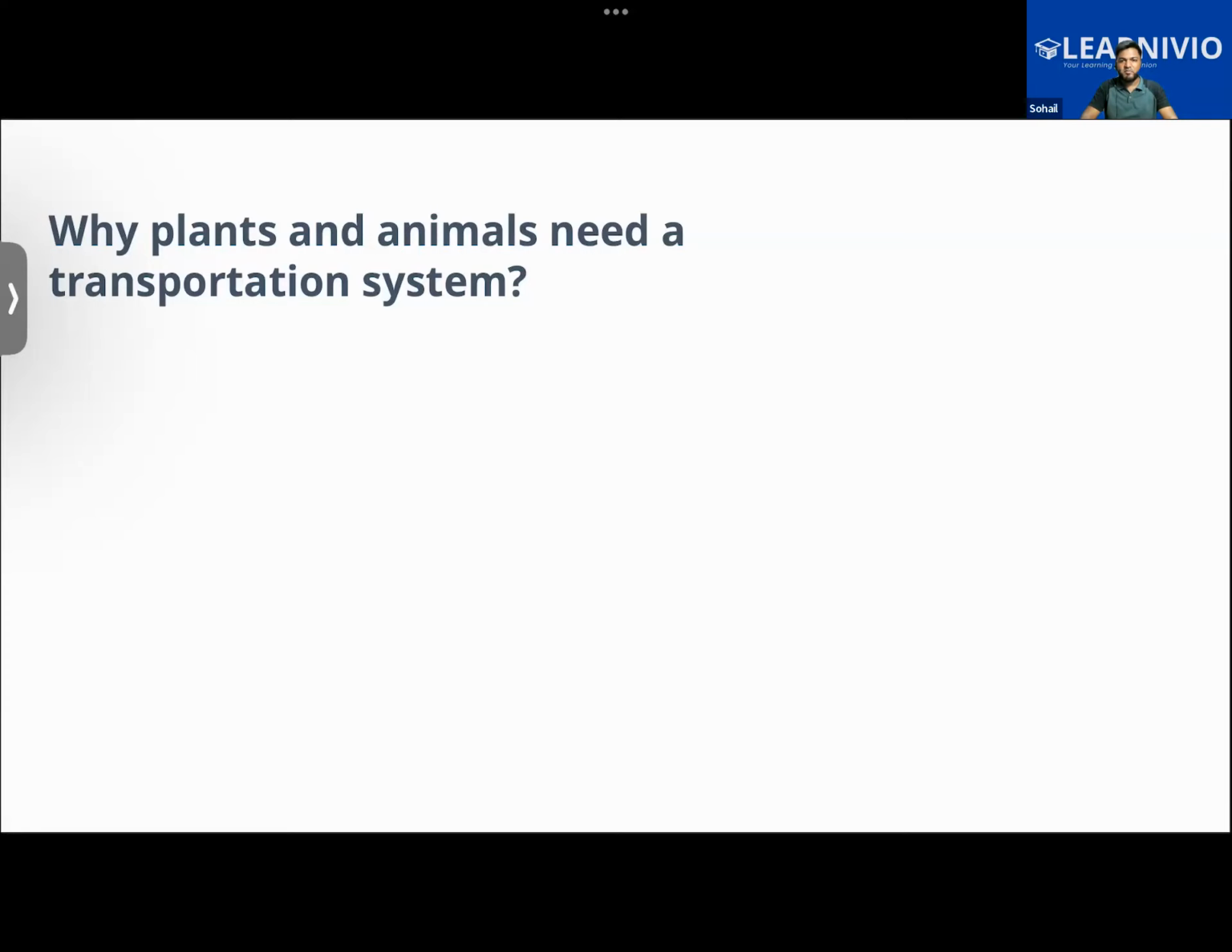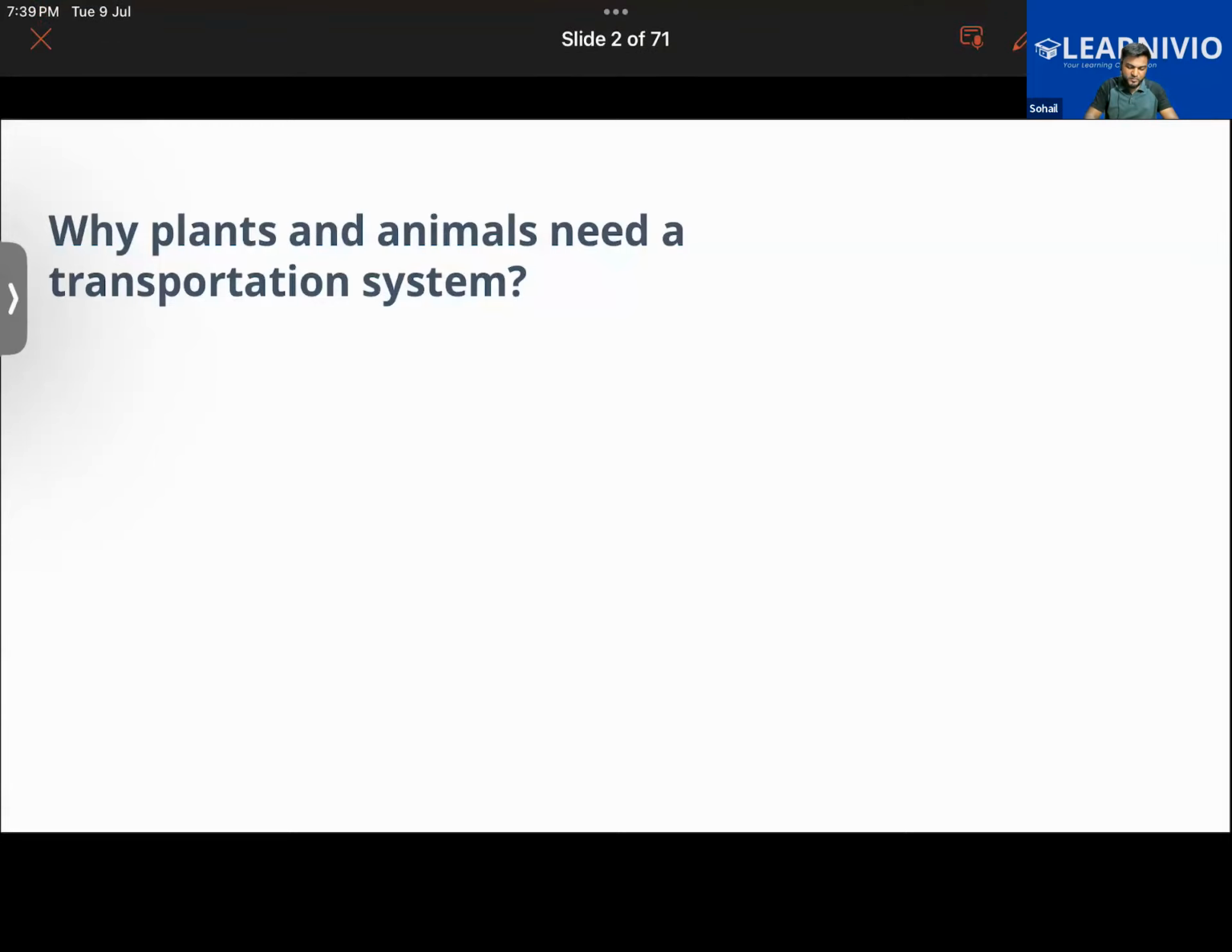But with a very basic question, we would be understanding why transportation is required, why plants and animals need a transportation system. Getting it? Then in the chapter, we would be learning about transportation in humans. First of all, write the index of the chapter.